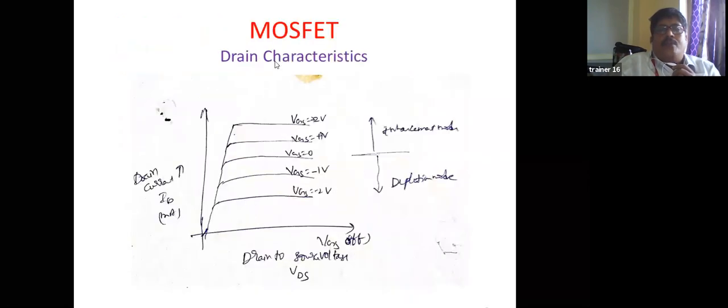The next we'll go for the drain characteristics. Here this is the drain to source voltage and this is the drain current. Here VGS is equal to 0. If you give a negative gate to source voltage, it comes under depletion mode. If you give a positive gate to source voltage, this is enhancement mode. That means if the drain to source voltage increases, the gate to source voltage increases, and thereby the drain current is constant. This is enhancement.